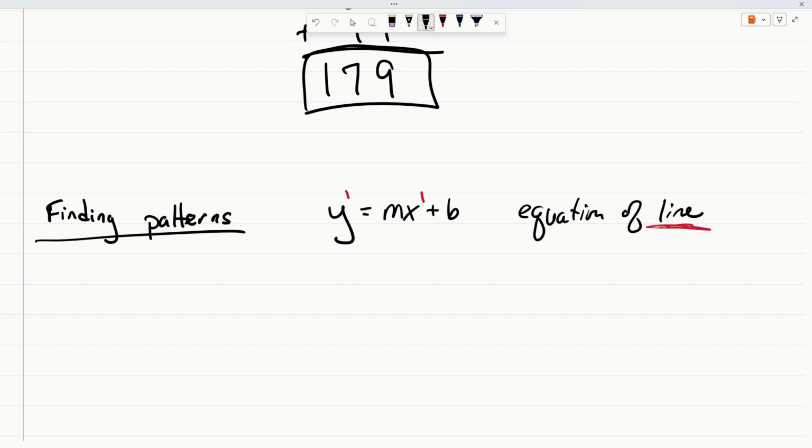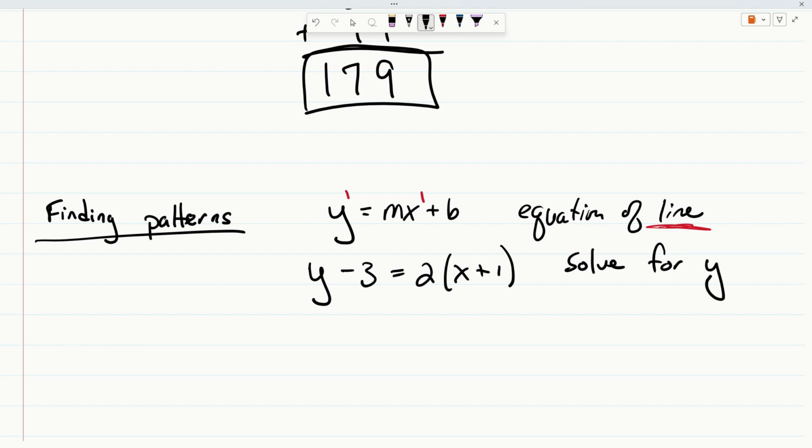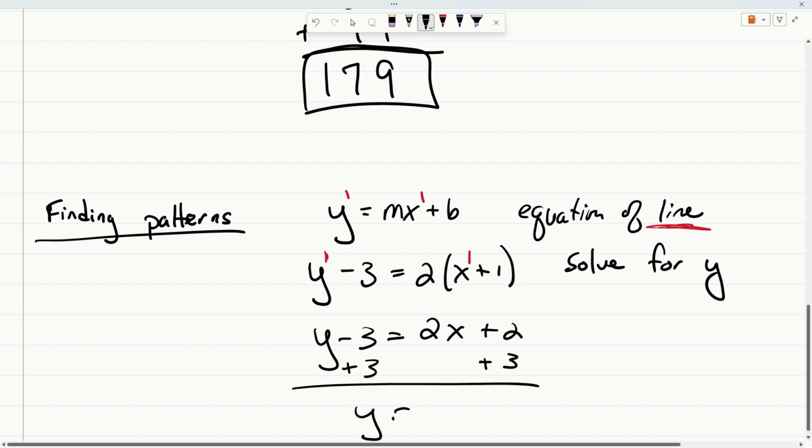So I could give you something like this and say, go ahead and solve for y. And what you would do is solve for y, but notice the process in which you would do this; the technique that you've learned is a pattern, because this y and that x are both raised to the first power. So you would distribute the 2 first, and then add the 3 to both sides. And there's your equation of the line.